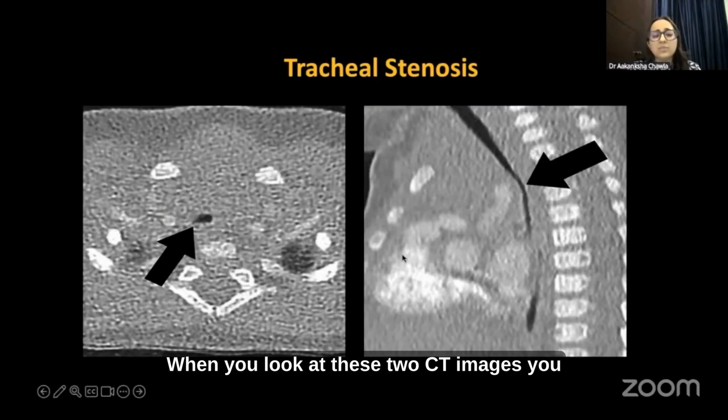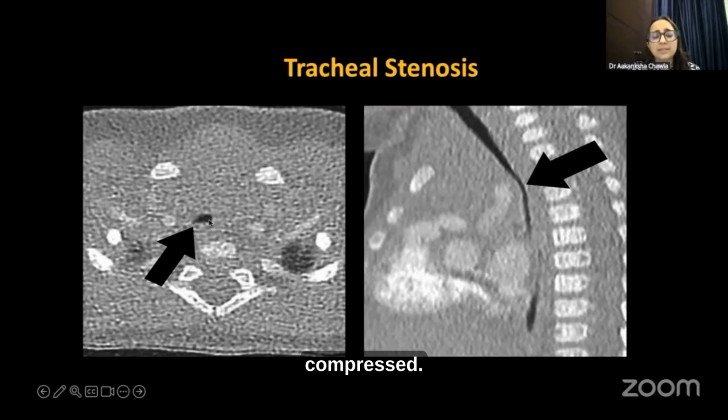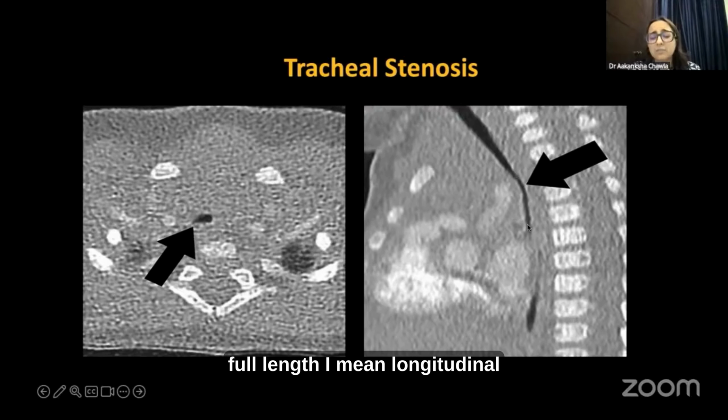So let's begin with intrinsic causes, congenital causes like tracheal stenosis. When you look at these two CT images, you can see that there is presence of tracheal stenosis. The trachea seems completely compressed. Look at this sagittal view. You can see that there is longitudinal tracheal compression over here.